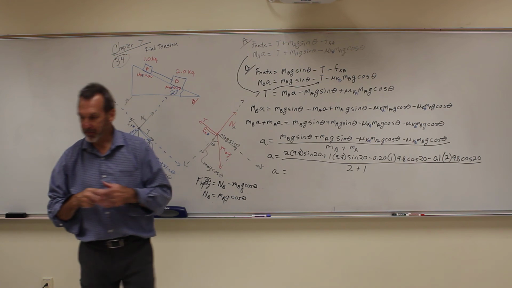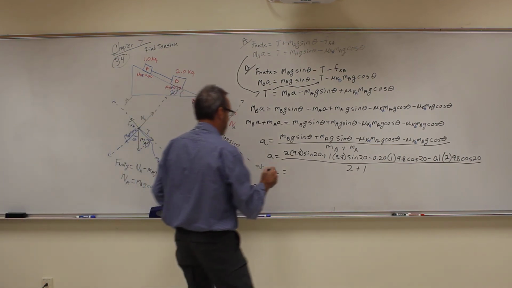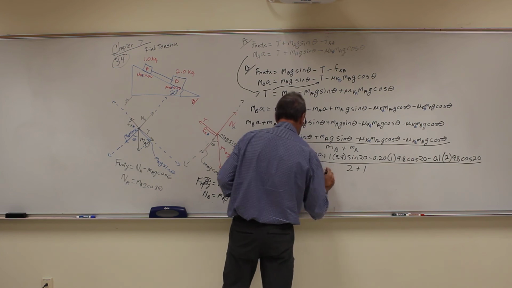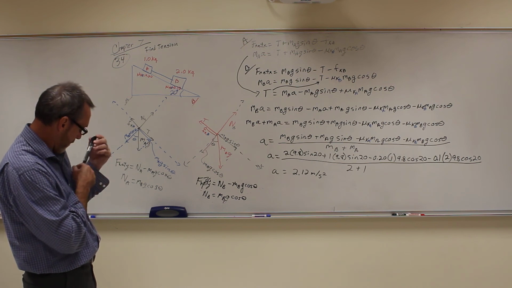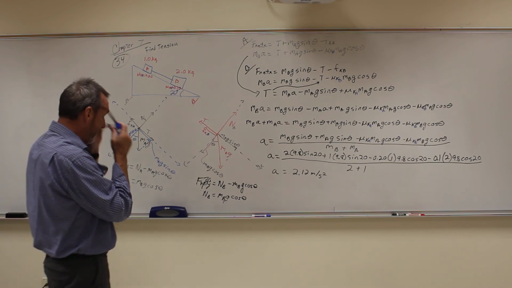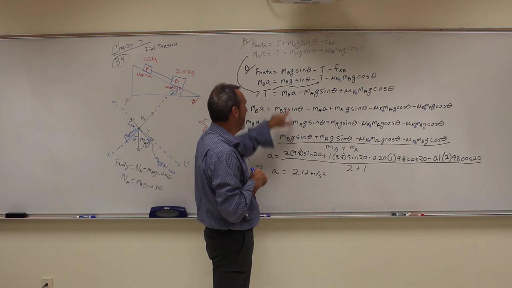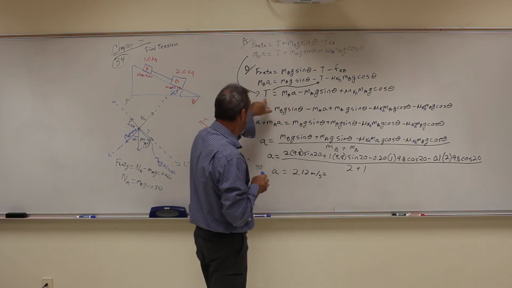All that was to get the acceleration. And if you did it right, you get an acceleration of 2.12 meters per second squared. But after all that work, you're like, oh no, that's not what they asked for. What they asked for was the tension. But now, since I have a, I can solve for the tension. I'm just going to use this equation because I already have it solved for T. So I'm just going to plug that into there.